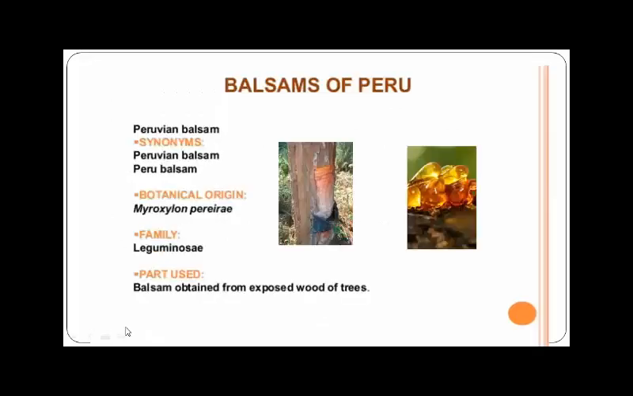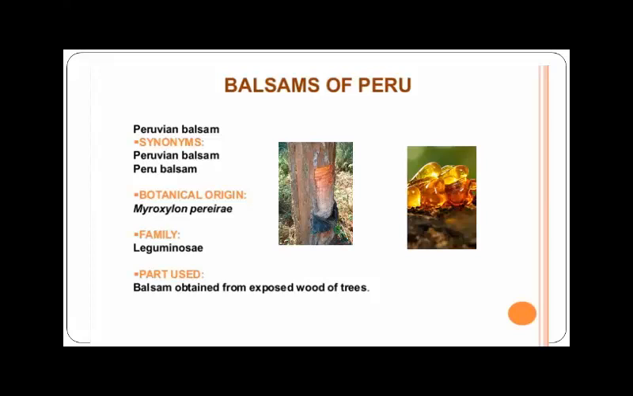The next drug we have is balsam of Peru, which is also called Peruvian balsam, and it is named because of its origin, because it is obtained from Myroxylon pereirae. It belongs to the family Leguminosae.